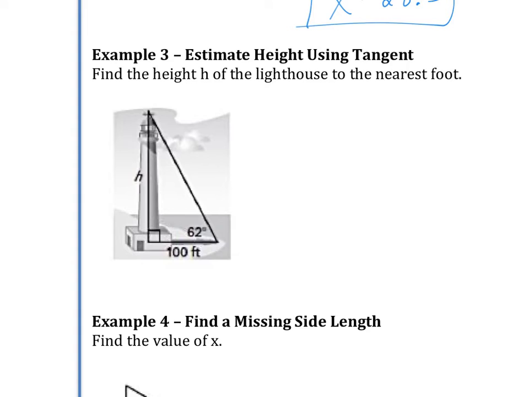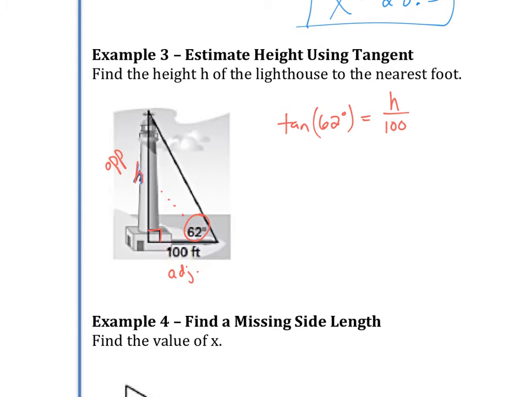Example 3 is the same thing. So we look at the picture. We have a right triangle, and we're trying to find h, the height of the lighthouse. So the height is right here. We're looking for h. And they give us this angle here. And it's a right triangle. So from 62 degrees, h is the opposite leg, and 100 is the adjacent leg. So again, we have the opposite and the adjacent, which means we can use the tangent. So tangent of 62 degrees is equal to the opposite, which is h, over the adjacent, which is 100.